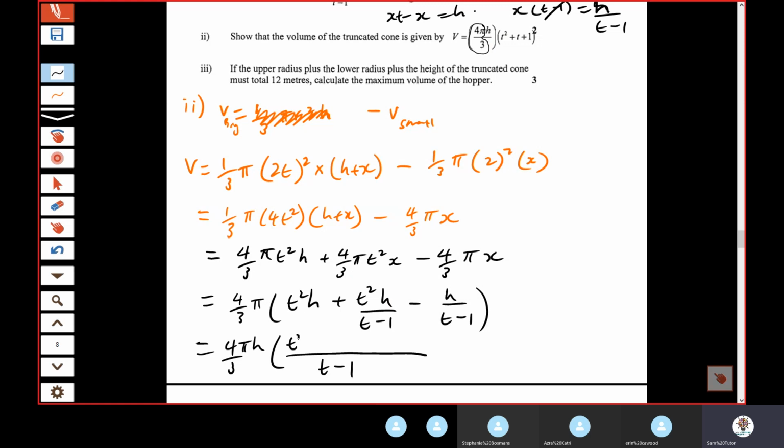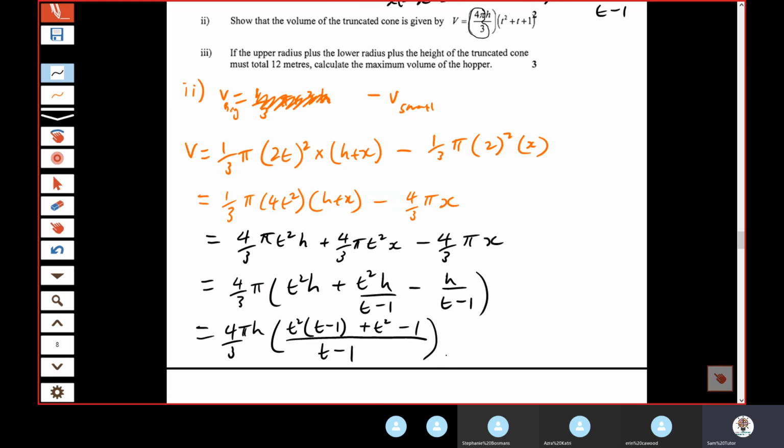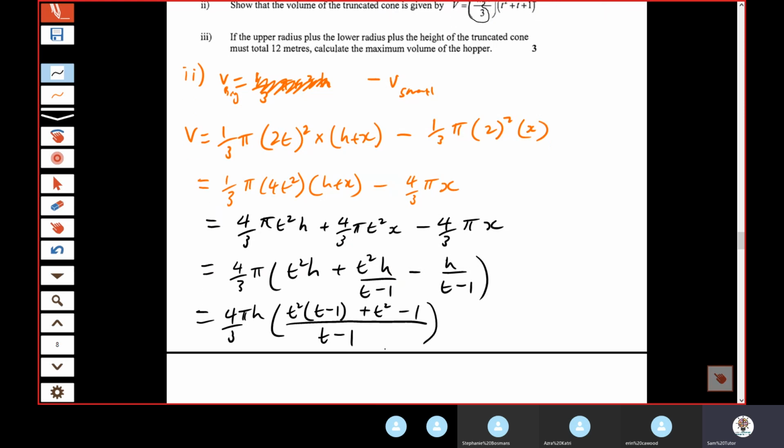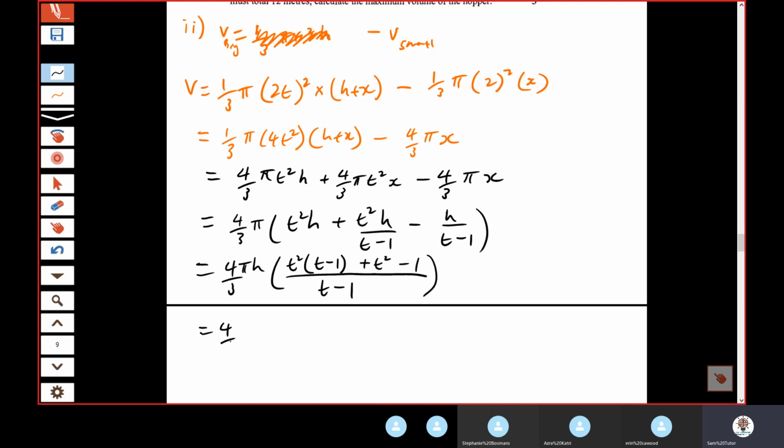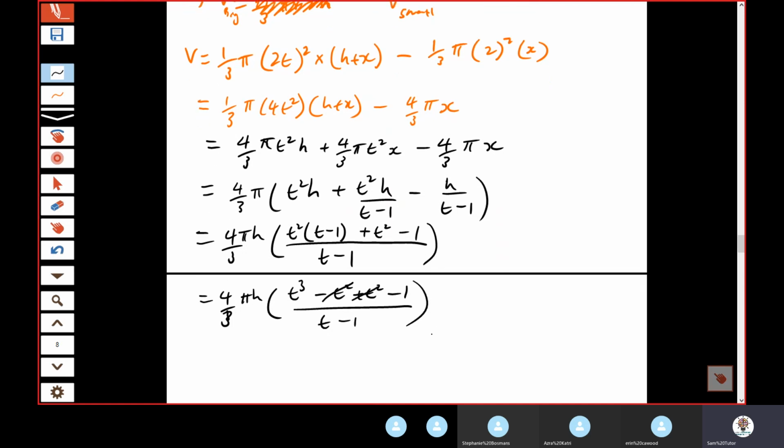And then this t squared is going to be multiplied by t minus 1 plus t squared minus 1. Something's not looking right. But anyways, trust yourself. Next line. 4 on 3, pi h. T to the power of 3 minus t squared plus t squared minus 1. Oh. Yeah. That's why. Alright, all good.